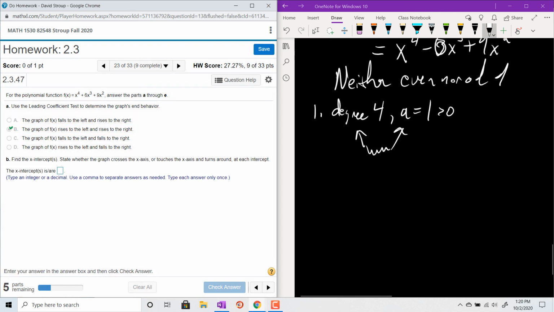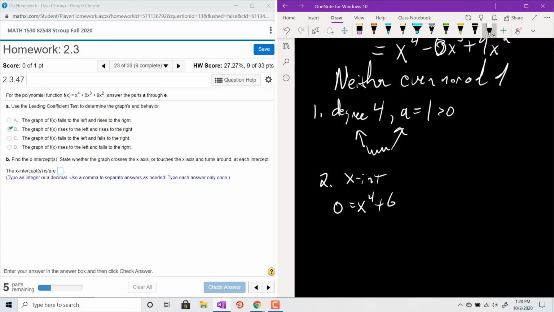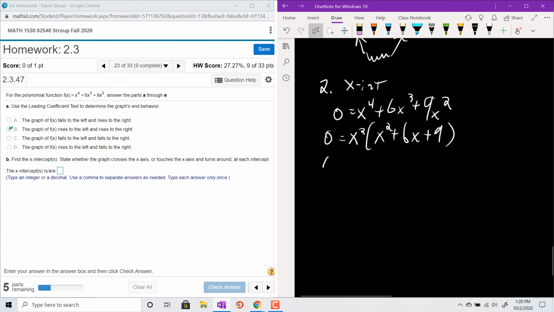Okay. Find the x-intercepts. So you let y equal 0. So you have 0 is x to the 4th plus 6x cubed plus 9x squared. You can factor out an x squared. So I get x squared times x squared plus 6x plus 9. Then hopefully factor, and I think we can. So I have x squared times x plus 3 times x plus 3 again. That's going to give us a multiplicity 2 on that 0.